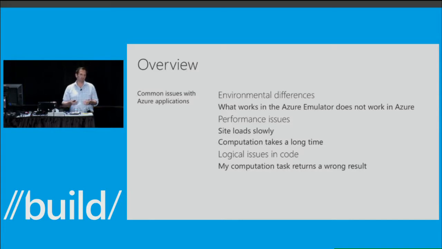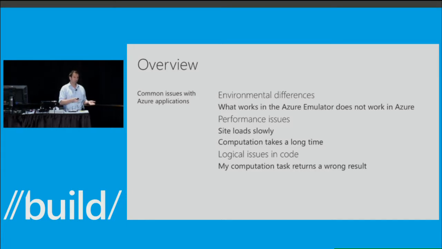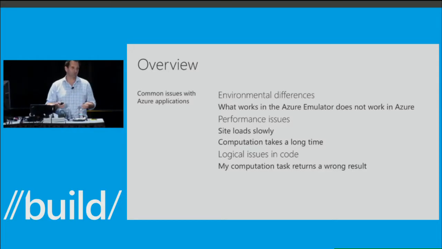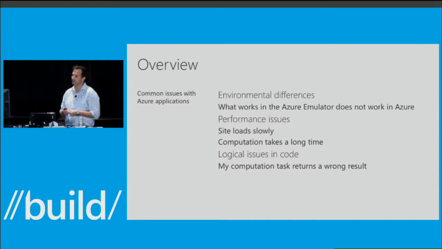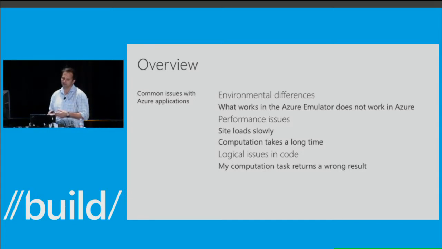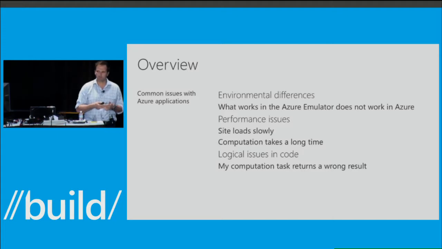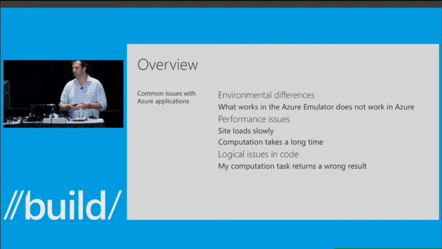I don't understand that. Is it my code? Is it the environment? If I have, let's say, a web role with 4 instances, am I only running on two instances? What is it, right? That's also a common issue we've been seeing. And then computation takes a long time. So for example, I have worker roles, I put all my computational tasks on worker roles, I give it a lot of horsepower, but it's still not working.